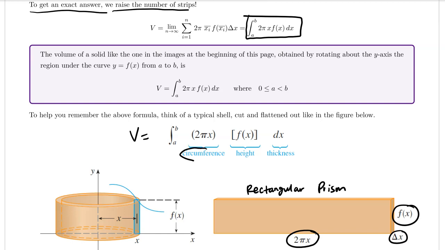This thing is the circumference, which if you cut it out and turn it into a rectangular prism is also the width. And then height is f of x, and then our thickness is delta x. Or maybe we can call this the length, and this the width. And then f of x is the height. That probably makes more sense.